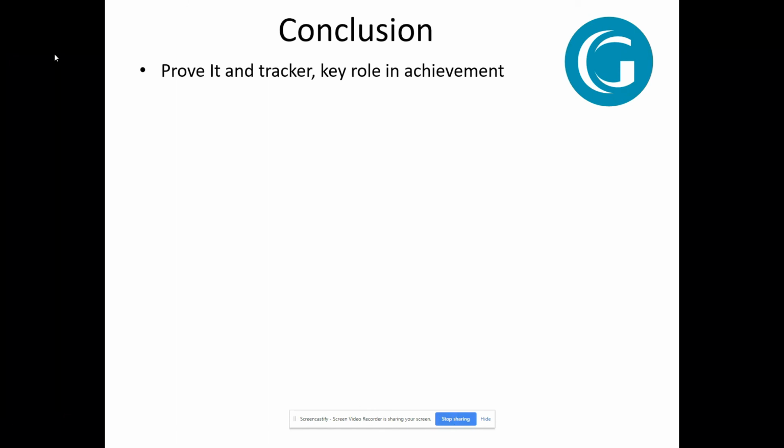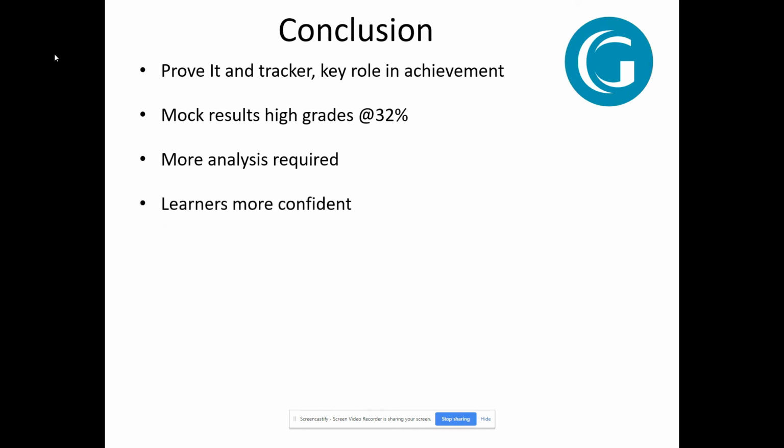So in conclusion, the Prove It and the tracker play a key role in the achievement for the students, which is reflective in our mock results at high grades at 32%. I think more analysis would be required, as the Prove It and the tracker are delivered by the teacher in different methods. And I think if we take a little bit more time to look at which individual teacher works best, I feel that the learners have more confidence in that they're achieving, with 32% of them achieving high grades only in the September part of the year.